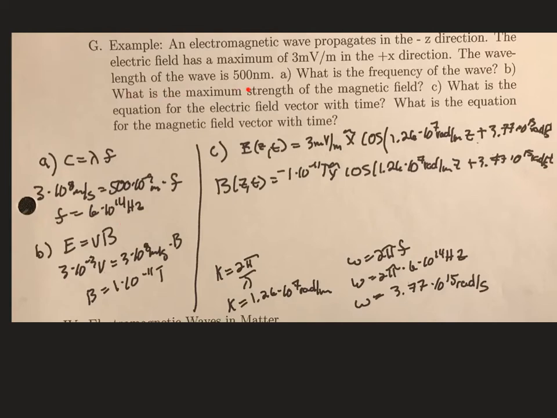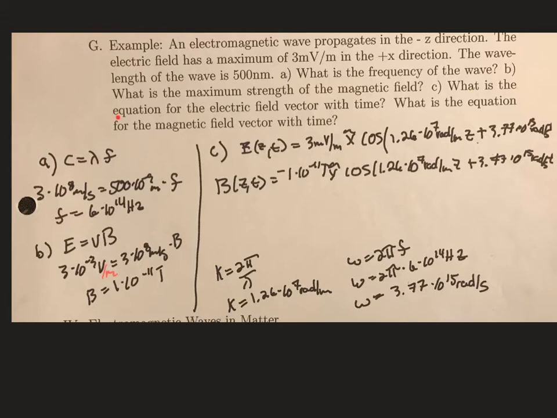Part B, I want to know what the maximum strength of the magnetic field is. So since I know the electric field and I know the speed of light, I can find the magnetic field. So I plugged in the electric field, and this should be volts per meter. And remember to convert it from millivolts per meter to just volts per meter. And then I have plugged in the speed of light once again. I found the magnetic field, which has units of Teslas.